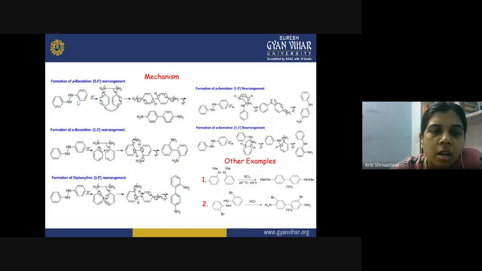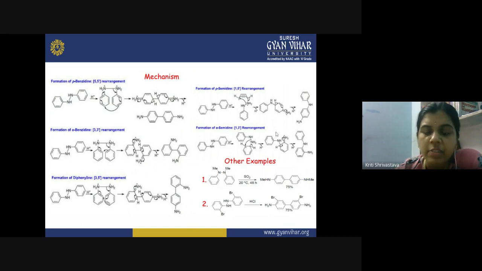Now what happens? From the initial reactant, the configuration of the product would be just opposite. So now when the NH2 group was inside the molecule, now they are outside the molecule. So this is the 5,5 rearrangement. Similarly, in the formation of ortho-benzidine, a 3,3 rearrangement is seen, and in the formation of diphenyline, a 3,5 rearrangement is seen. Para-semidine is formed by the 1,5 rearrangement. Then ortho-semidine results from the 1,3 rearrangement.